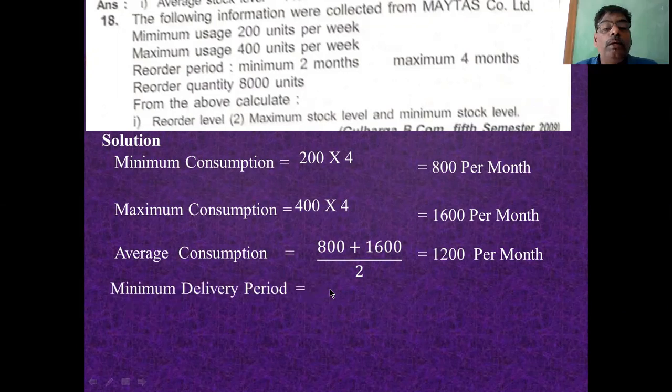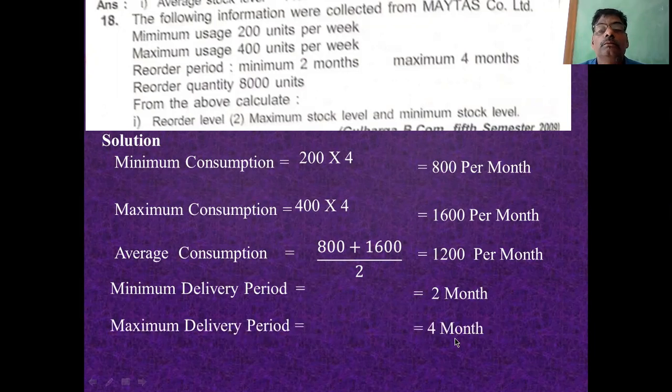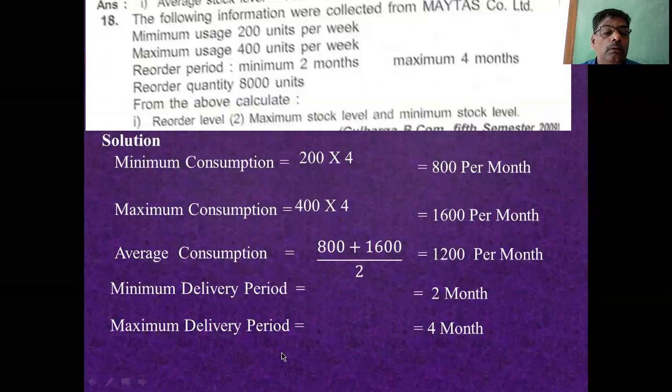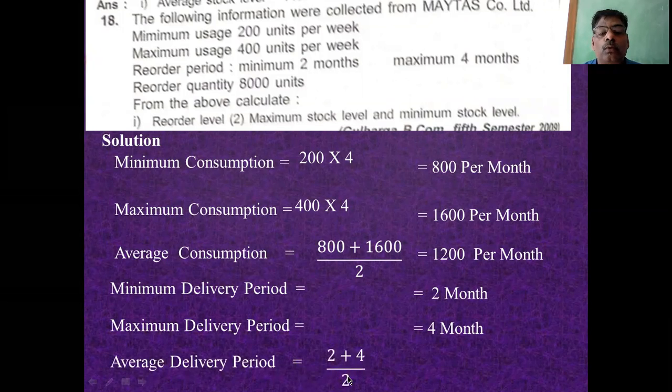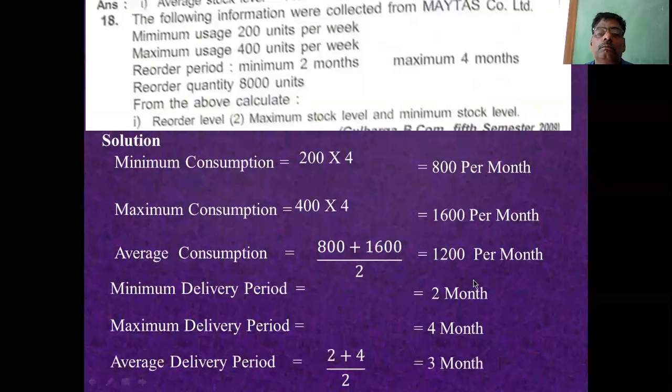Then minimum delivery period is equal to 2 months. Maximum delivery period is 4 months. And average delivery period is equal to 2 plus 4 divided by 2, which is equal to 3 months. You see here, all the information is in month. Whatever I already solved, all the information was converted into week, and here I converted into month. Clear?